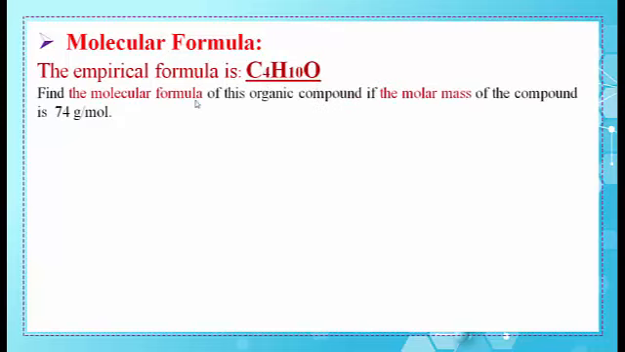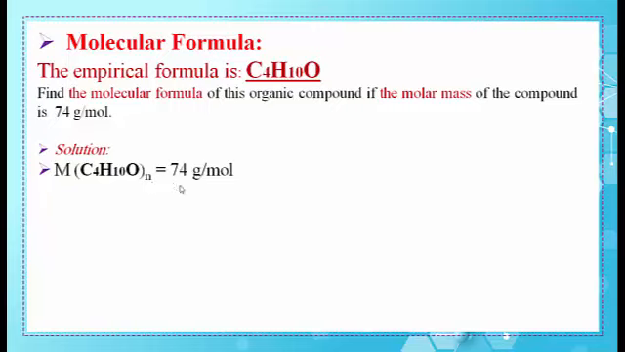The empirical formula of the compound we have found was C4H10O. Find the molecular formula of this organic compound if the molar mass of the compound is 74 grams per mole. First, we know that the molar mass of this organic compound, which is C4H10O, is multiplied by N, which we talked about previously. We have to determine this N to find the molecular formula of this compound.